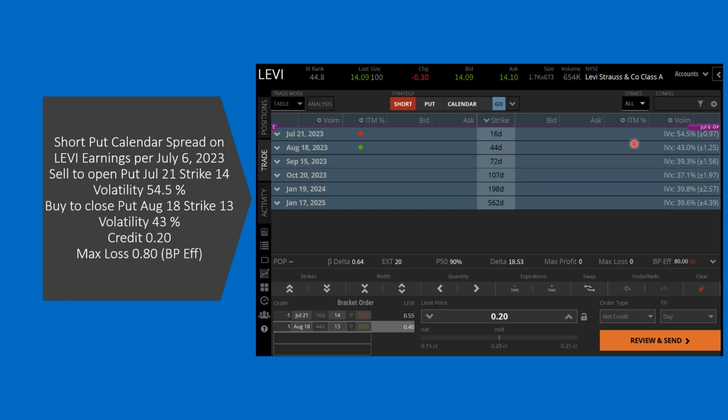Maybe it's not the best example, because I expected that Levi Strauss would anyway bring some disappointing earnings, so I would rather do a short call calendar spread than a put, but it's just to show you that I profit from the high volatility of the current expiration and the low volatility of the next month's expiration.